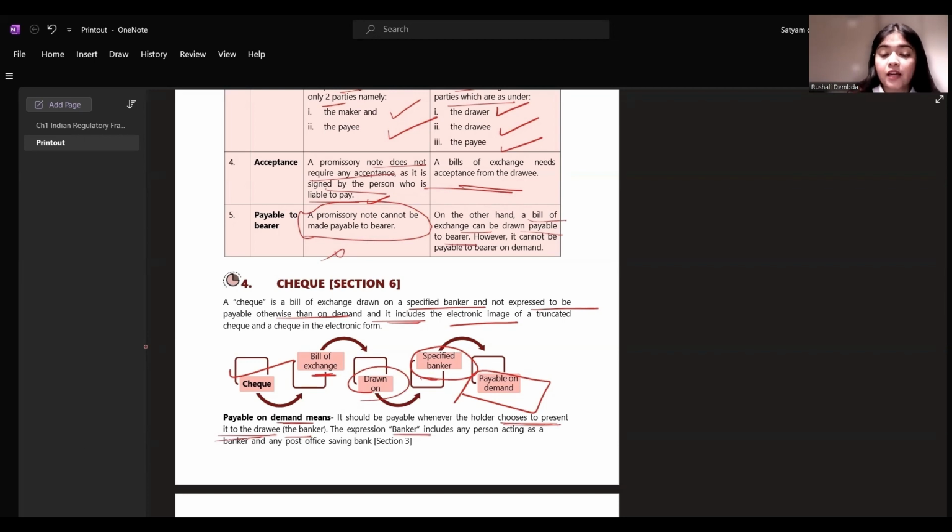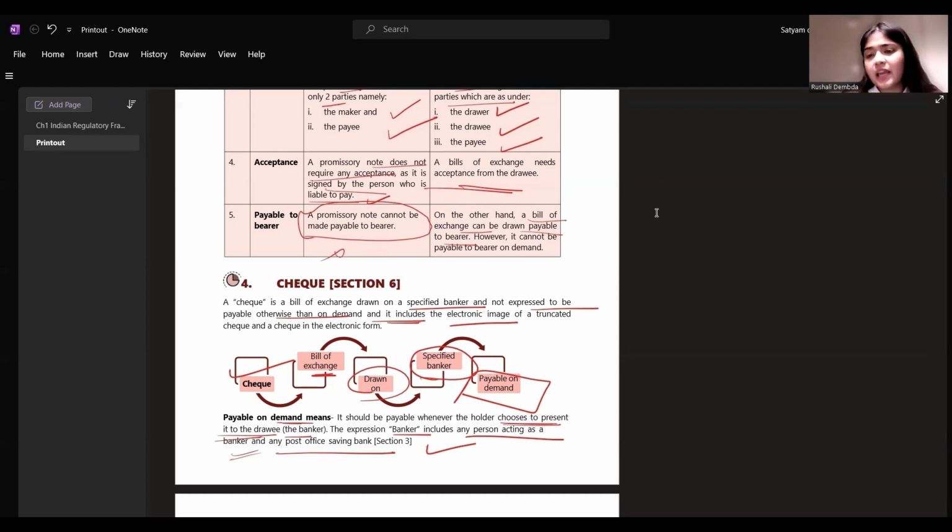The expression banker includes any person acting as a banker, any post office savings bank also. Suppose, as I showed you the example of IndusInd Bank, which was my checkbook, and I gave you the live example of SBI also on the screen. Now if I am issuing this SBI check in the name of Mr. X, Mr. X is going to go to the bank. The bank is the drawee, the one who is going to give the money.